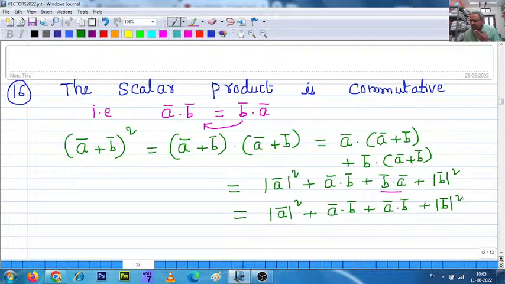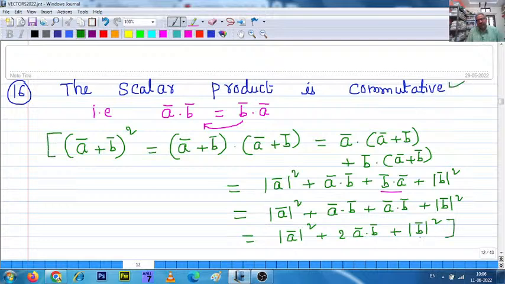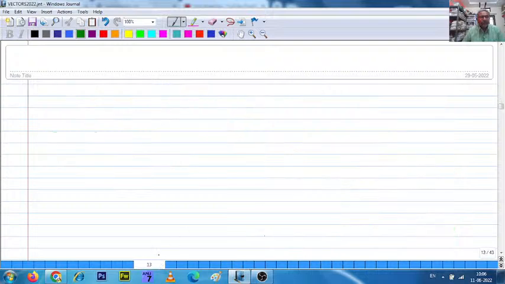So then what do we get now? My dear students, just like the A plus B whole square formula, mod A whole square plus 2A dot B, A dot B plus A dot B, 2A dot B, plus mod B whole square. Clear? So this is the application of this property during the problems in general. In a similar pattern you can expect A bar minus B bar whole square also. I hope it's very clear to you.